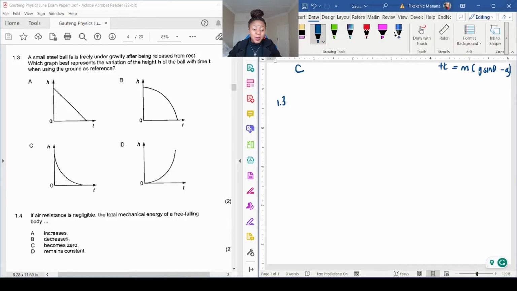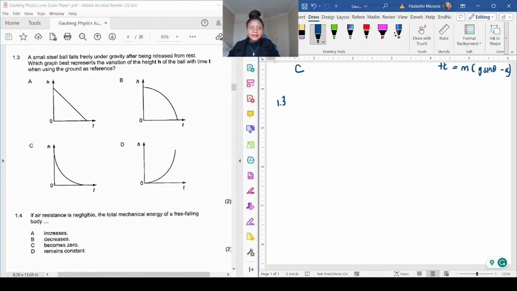Now, a small steel ball falls freely. So it falls, it wasn't thrown. It was dropped, so there isn't an initial velocity. It was falling under gravity, after being released from rest. Yes, from rest, I was waiting for that. So it was dropped, it fell, it wasn't thrown. So which graph best represents the variation of the height h of the ball with time t when using the ground as a reference?